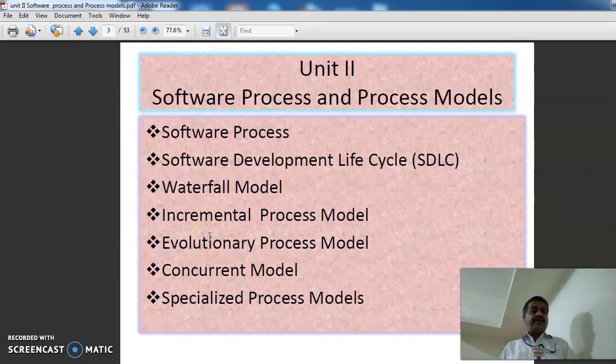Now we have completed one unit. We are going to learn unit second. The name of the second unit is software process and software model. We have also completed the software process. What are the software process? What does it need? That may be completed in the previous period. Now today we focus on and discuss software development life cycle. What is the SDLC? Further we discuss waterfall model, incremental process model, evolutionary process model, concurrent model and specialized process model. But before that we focus today on software development life cycle.